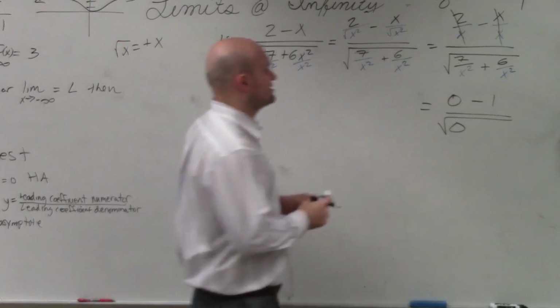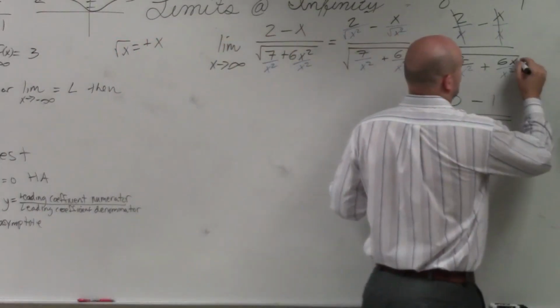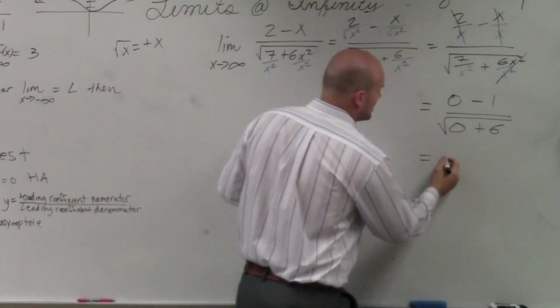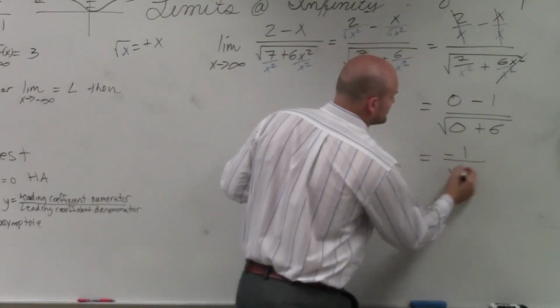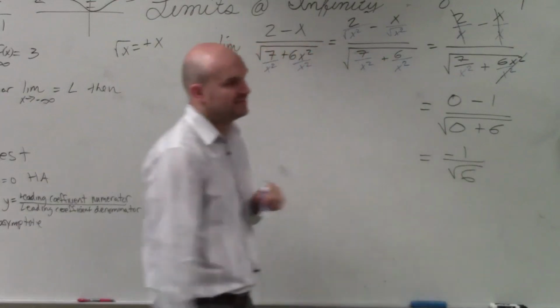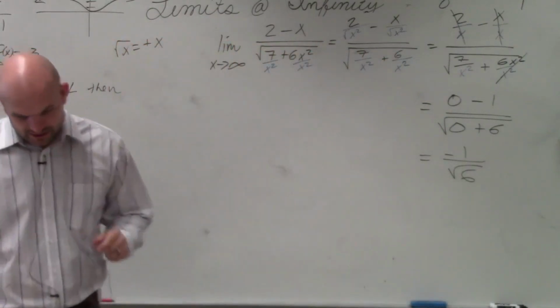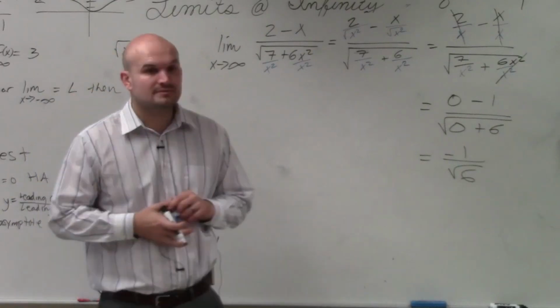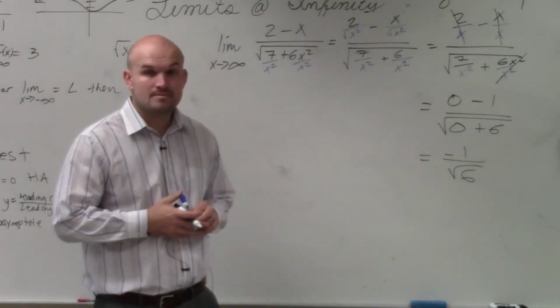It is 6x squared. Thank you. I was wondering. So those divide out, so that's going to be plus 6. So therefore, we have negative 1 over the square root of 6 is going to be our value. And that is exactly what I got. OK?